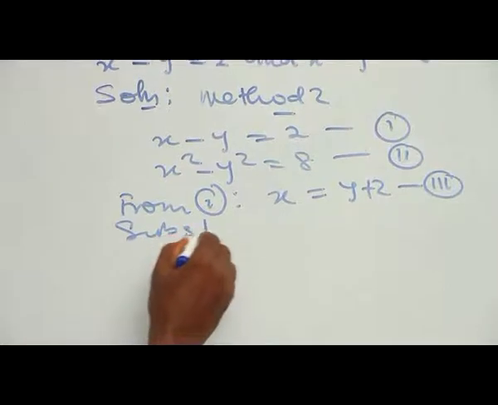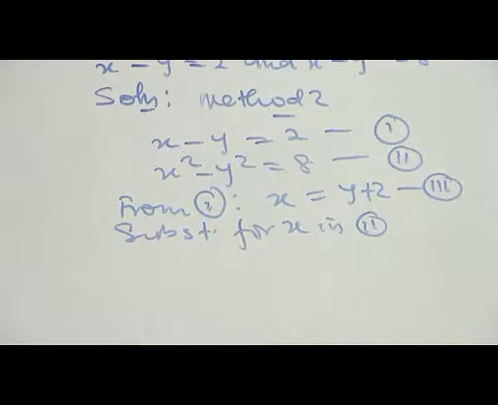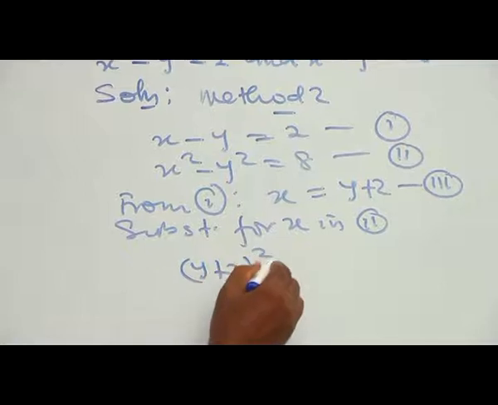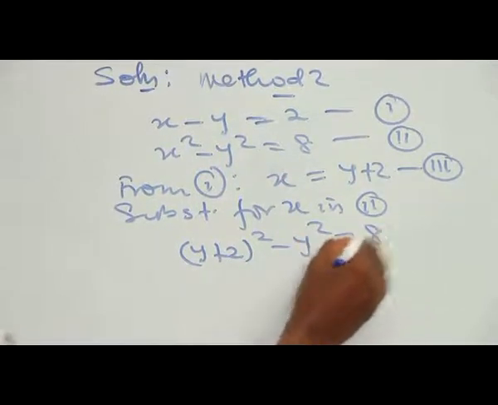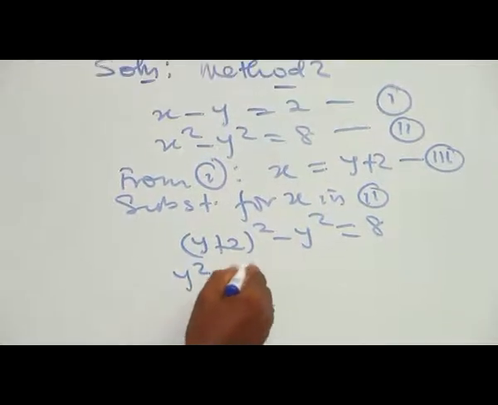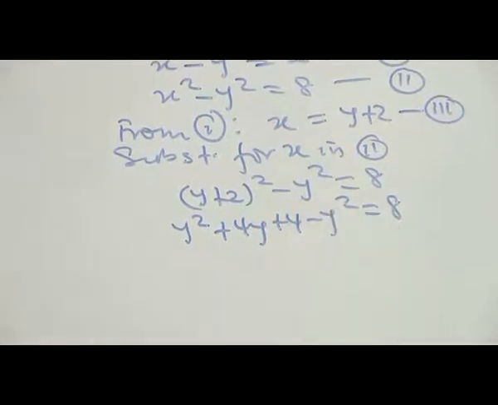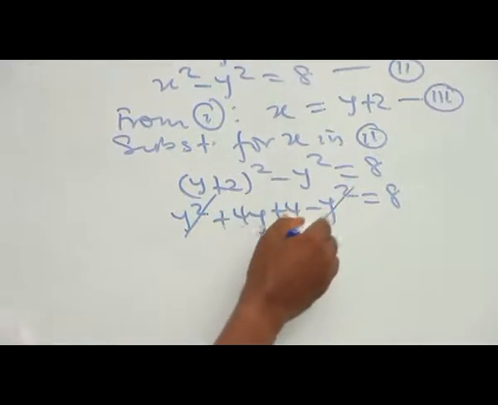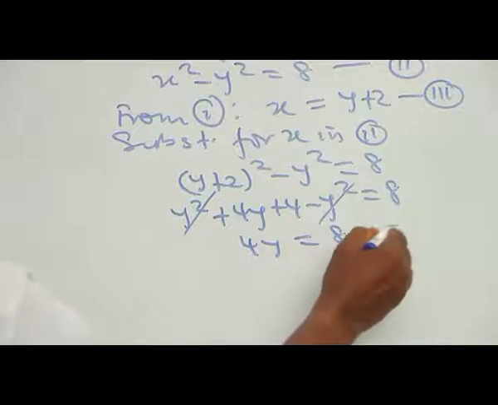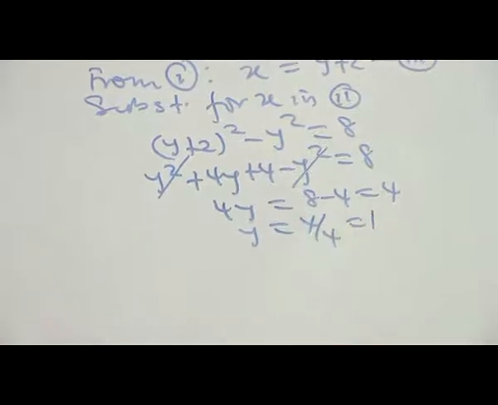What do you do next? You now substitute for s in equation 2. And then what do you have? Our s now becomes y plus 2 all squared minus y squared. Everything is equal to 8. You will now expand this to give you y squared plus 4y and then plus 4 minus y squared is equal to 8. You now discover that y squared minus y squared will go. You are now left with 4y equal to 8 minus 4, and that is 4. Therefore, your y is equal to 4 all over 4, and the value is 1.